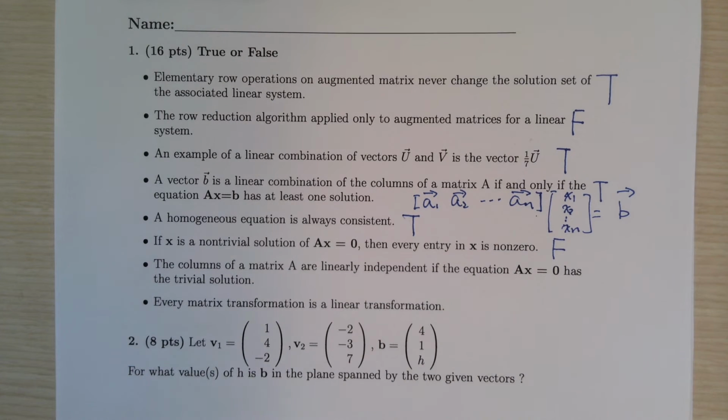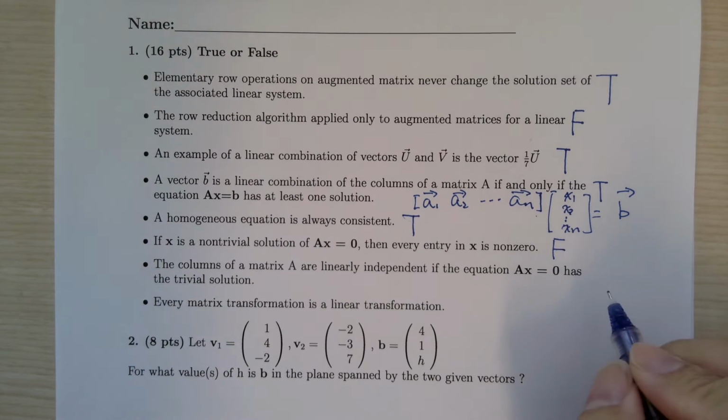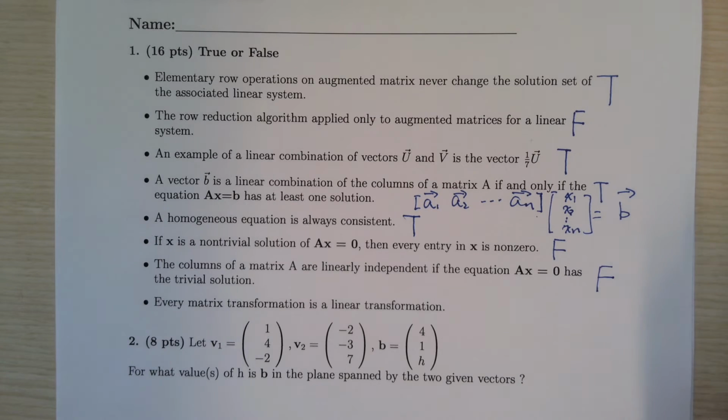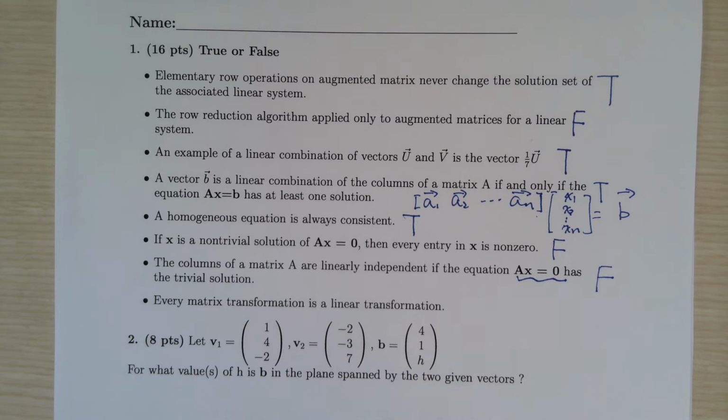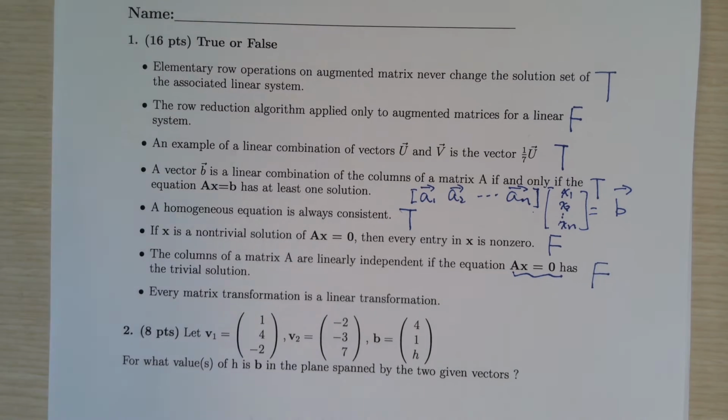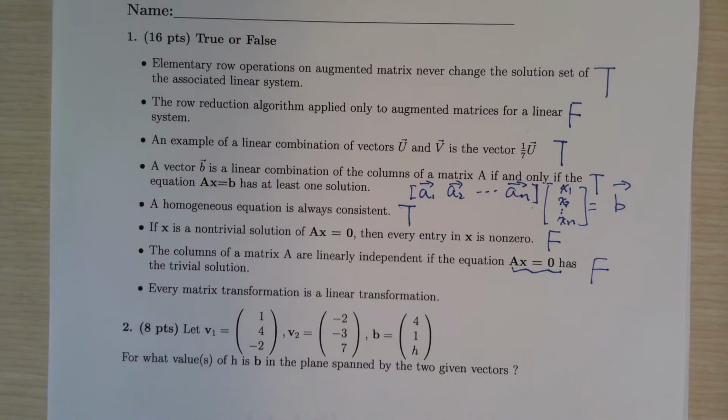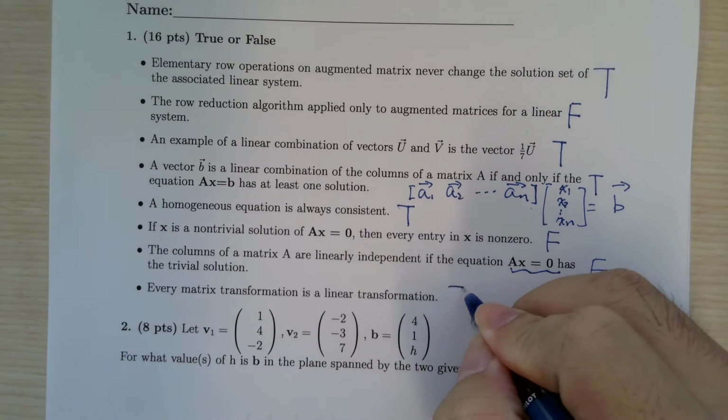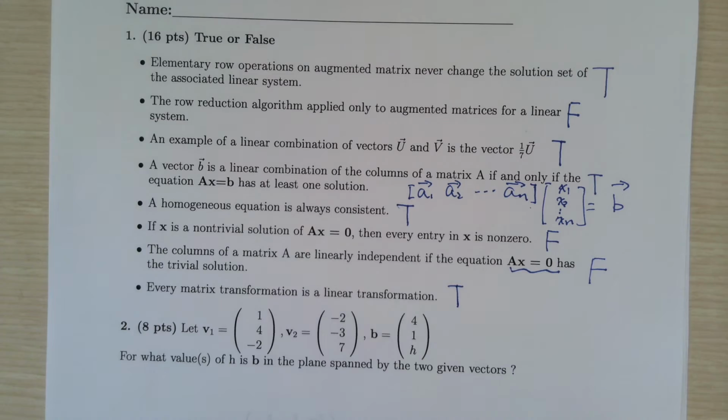Next one, the columns of a matrix A are linearly independent if the equation Ax equals 0 has the trivial solution. This is not true. Why? Because remember, this is a homogeneous equation, right? So a homogeneous equation always has the trivial solution. So it's not that if it has a trivial solution, it always has a trivial solution. That's one. And last one, every matrix transformation is a linear transformation. For sure, that's a good one, right? Those are the true and false problems.